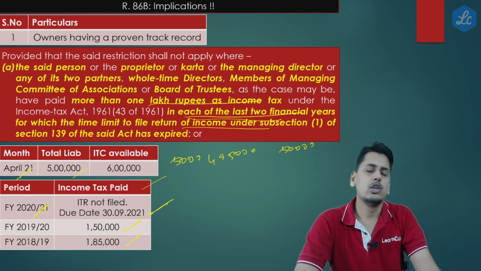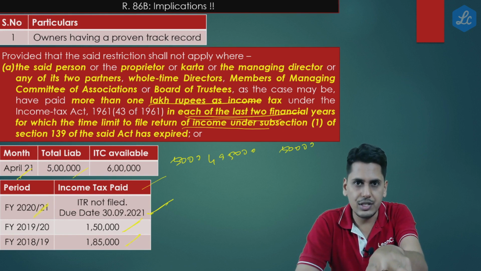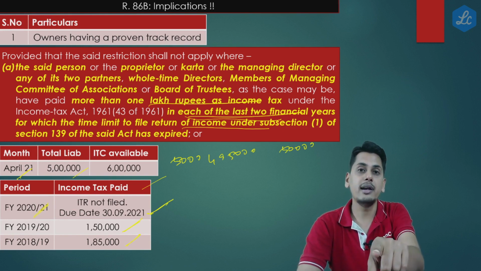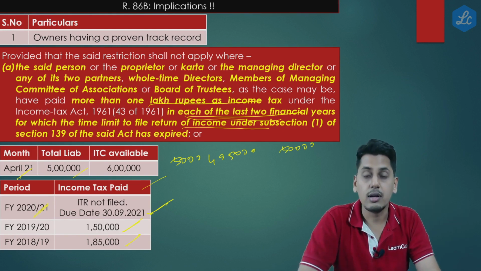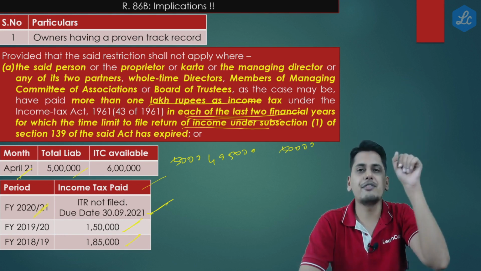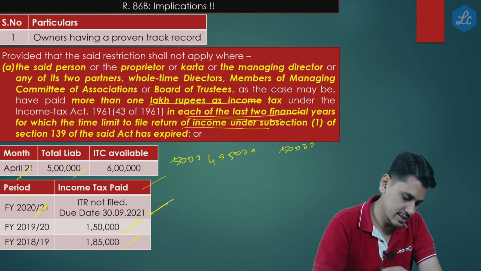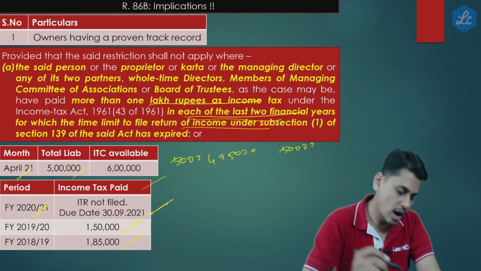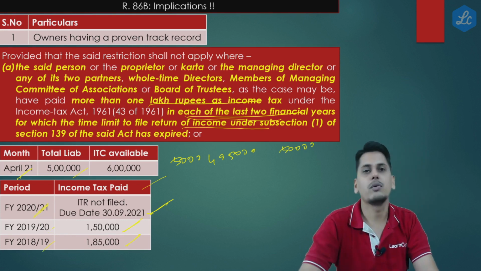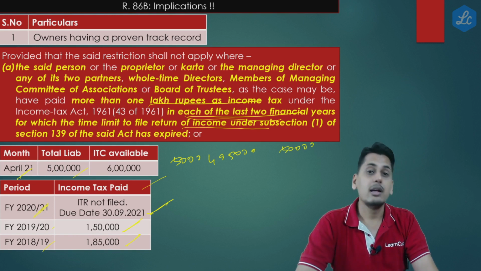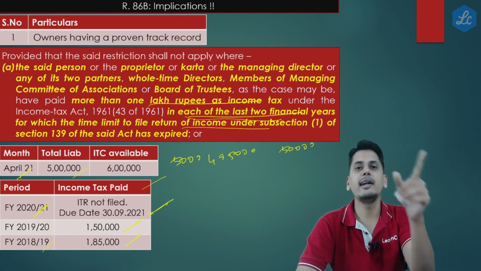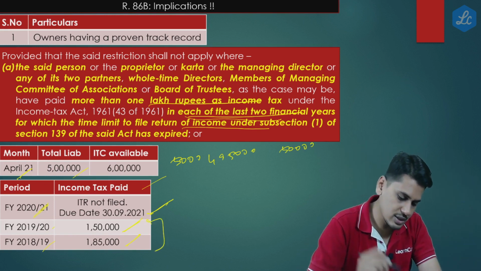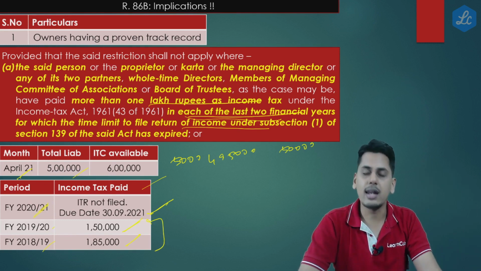So now friends, you need to check whether income tax paid in the preceding 2 financial years is greater than 1 lakh or not. But which 2 preceding financial years? Is it 1920 and 2021, or is it 1819 and 1920? Friends, if it is 1819 and 1920, yes, relaxation is available because he has paid more than 1 lakh.